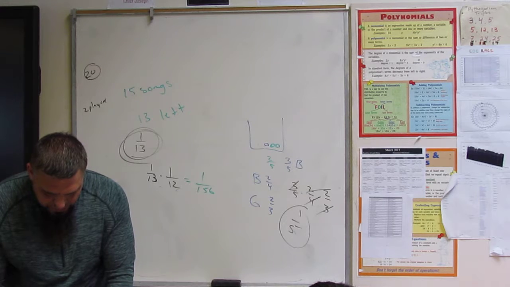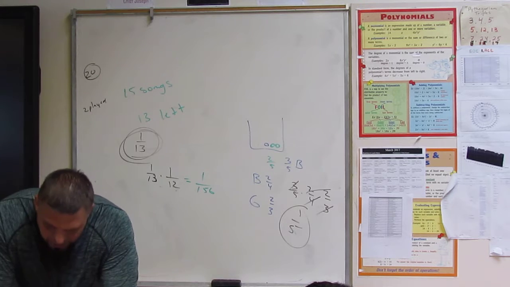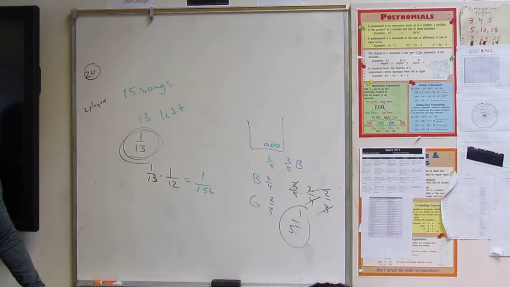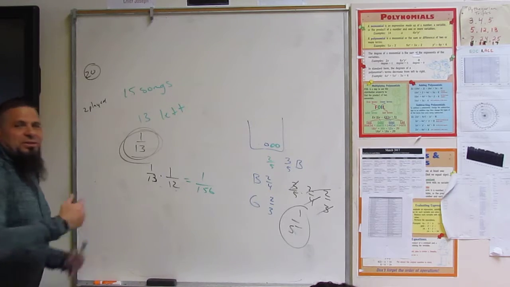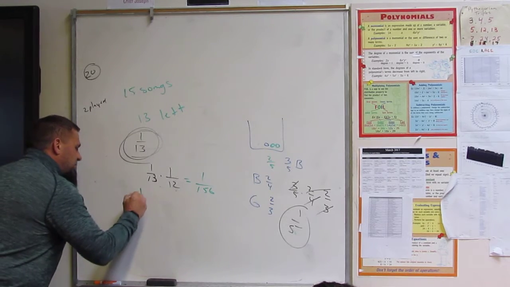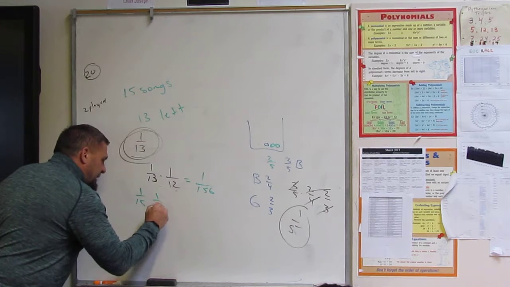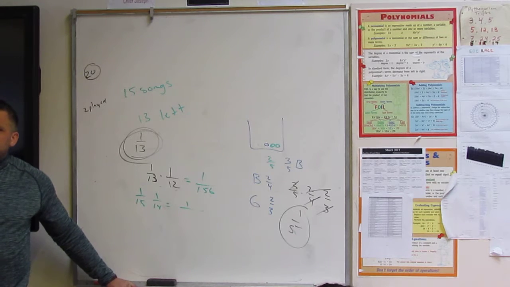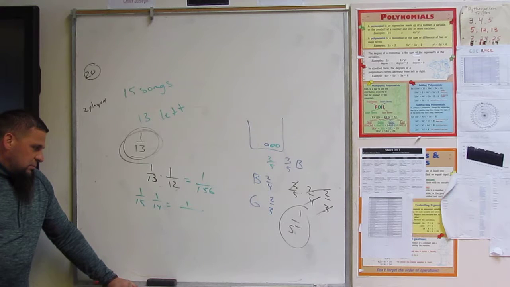Oh, my bad. They're just saying that you're listening to 2 songs out of the 15. They didn't listen to 2 songs yet. They want you to do 2 songs. So in this case, they really want you to do 1/15 and 1/14. What's the answer to that going to be? 14 times 14 is 196, plus 15 is 210.